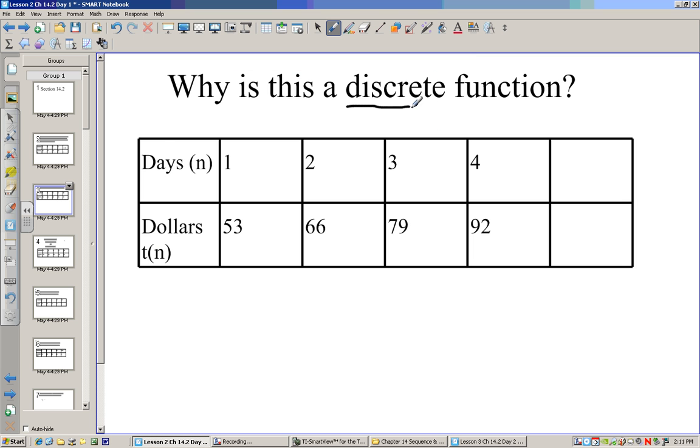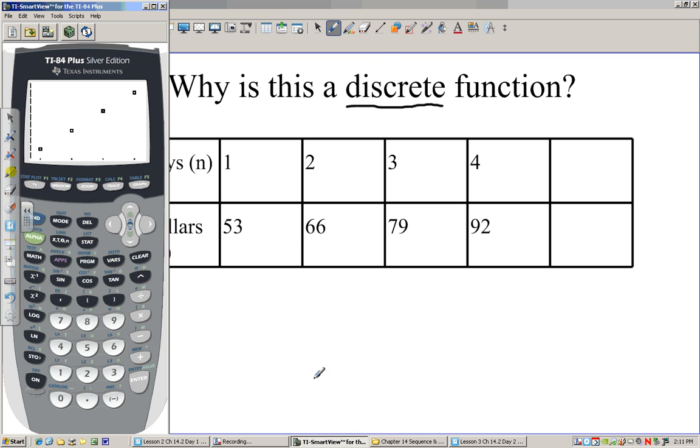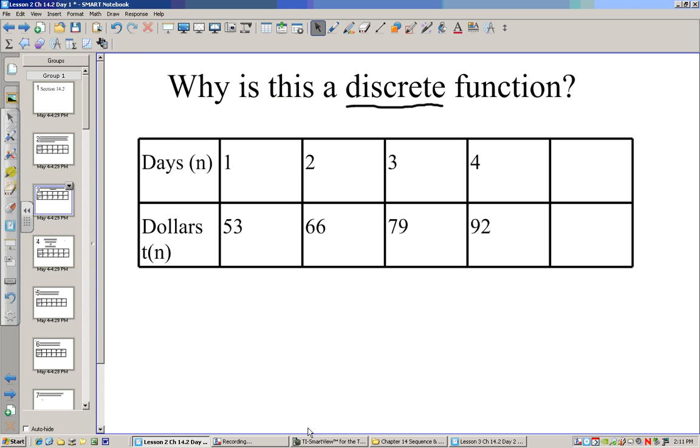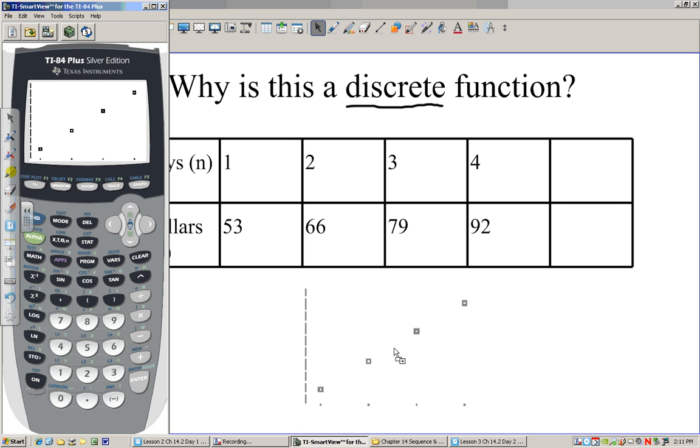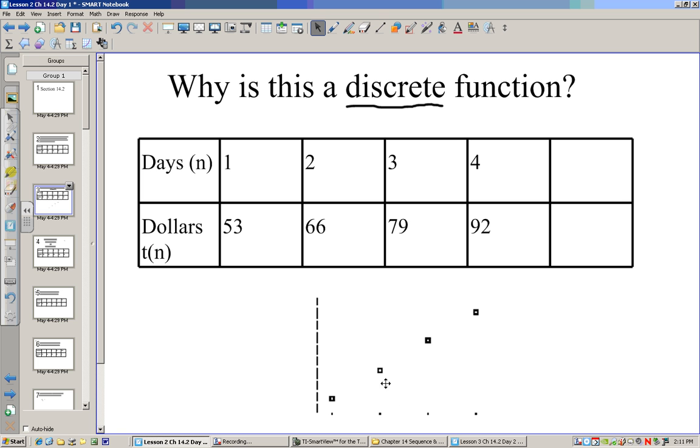This is a discrete function. This is a discrete function because if I graph this, it would look something like this. To draw a line in here would be inappropriate because at day 1.5, your bank account doesn't go up somewhere between 53 and 66. At day 1 is 53, and at day 2 it jumps to 66. So it wouldn't be a good idea to draw a line connecting it. It would be discrete, which means there's just points along the way.